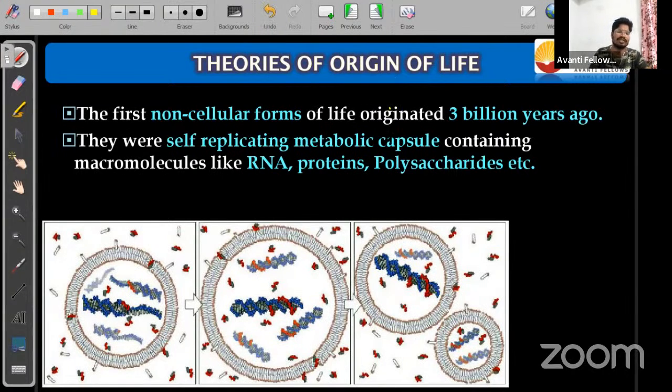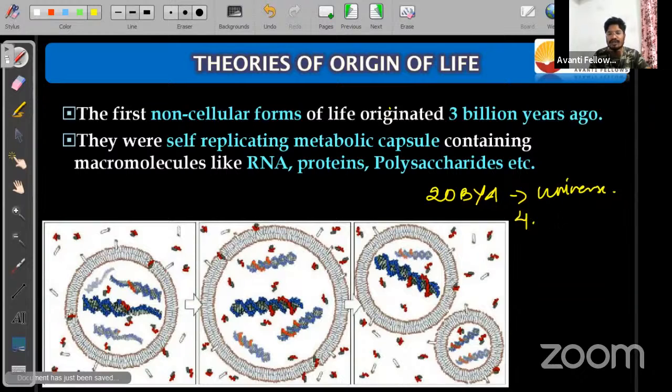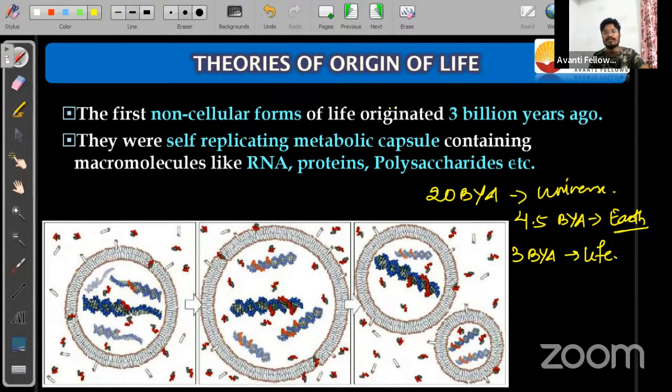The first non-cellular form of life originated 3 billion years ago. So once again I am writing: 20 billion years ago, universe. Then 4.5 billion years ago, earth. Then 3 billion years ago, first life form. They were self-replicating metabolic capsules containing microtubules like RNA, protein and polysaccharides.